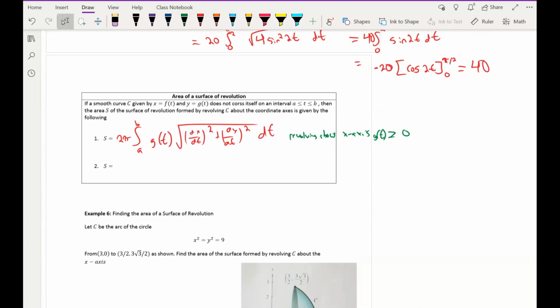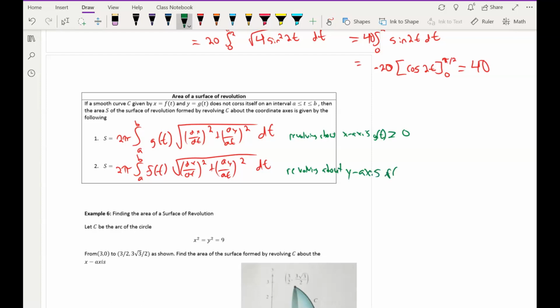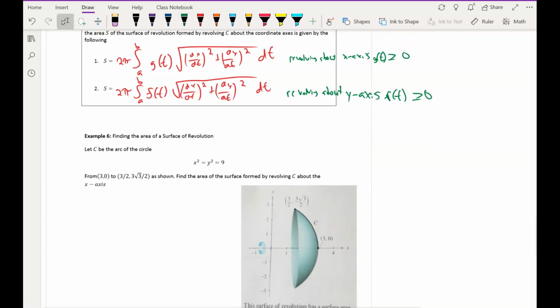All right, now if we're revolving it about the y-axis, the equation is similar, but instead of my radius being g of t, it's going to be f of t. So it's given by 2 pi times the integral from a to b of f of t, and then everything else is the same, times the square root of dx dt squared plus dy dt squared dt. And this is if we were revolving it about the y-axis. And f of t is greater than or equal to 0. All right, so we'll move on to an example here. Make sure you get those definitions down.